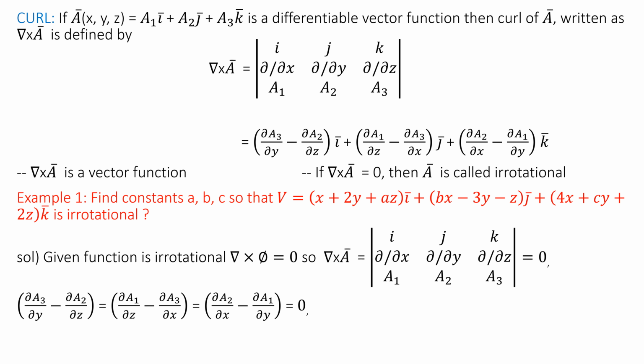Okay, so given function is irrotational, so del cross a bar is equal to 0. Del cross a bar is nothing but the determinant of i, j, k; dou by dou x, dou by dou y, dou by dou z; a1, a2, a3, equal to 0. Expanding the determinant: dou a3 by dou y minus dou a2 by dou z, minus (dou a3 by dou x minus dou a1 by dou z), plus dou a2 by dou x minus dou a1 by dou y, is equal to 0.